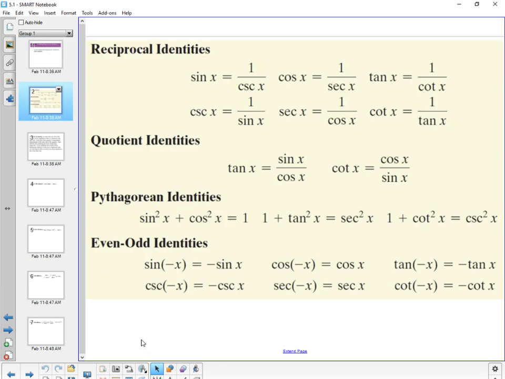So for starters, you should already know these. If you don't have these, then you need to write them down. Here are your reciprocal identities, your quotient identities, your Pythagorean identities, and your even odd identities. If you do not have any of these in your records, then you need to make sure that you write them down, because you will need them all.